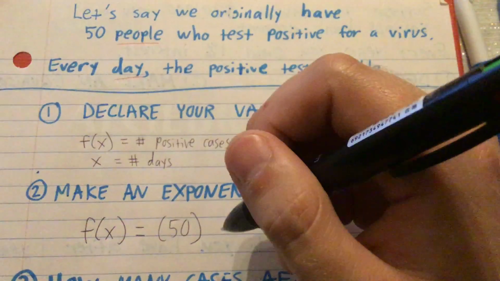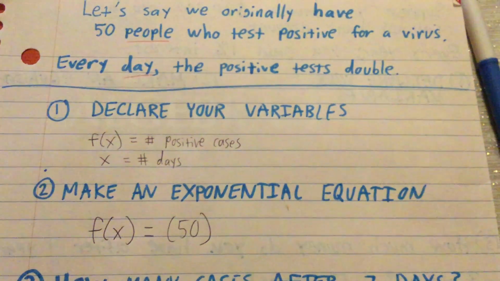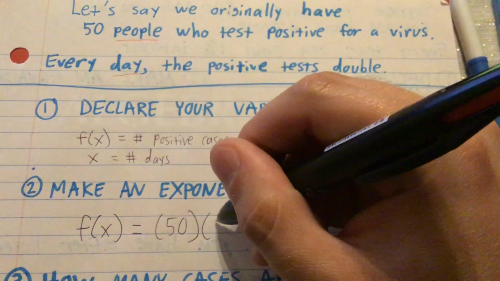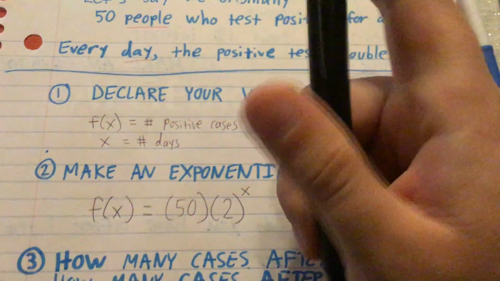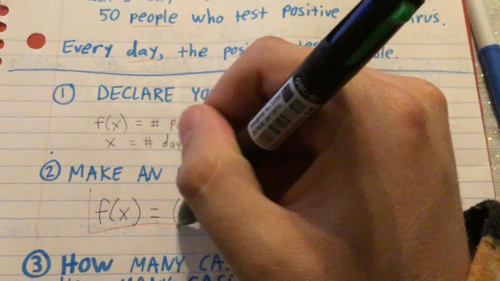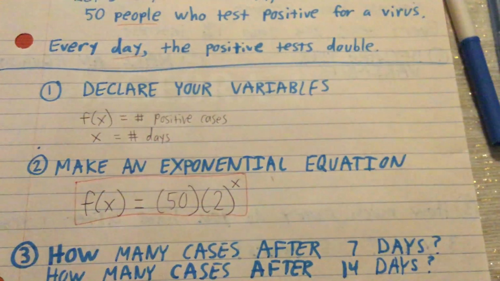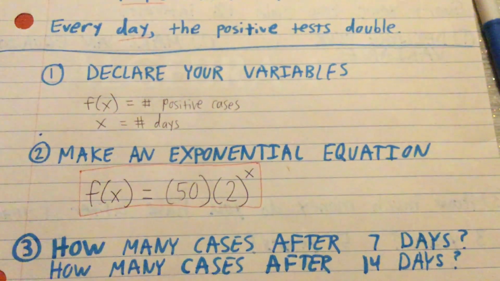And what is the scale factor if it doubles every single day? So 50 is the original amount, and then it takes 2 to the x power. So that's going to be our equation for the remainder of the questions. Okay? F of x is equal to 50 times 2 to the x power.